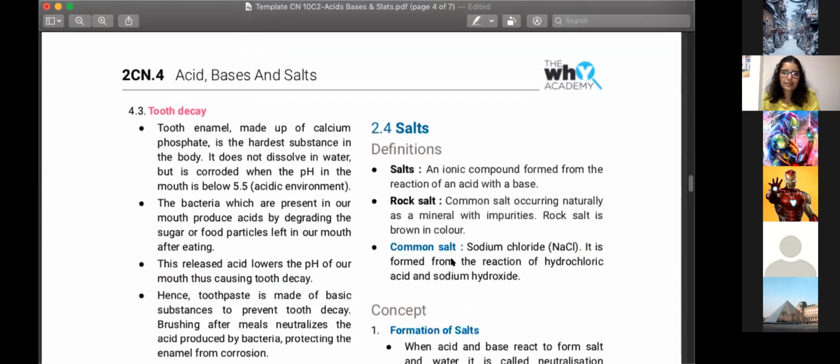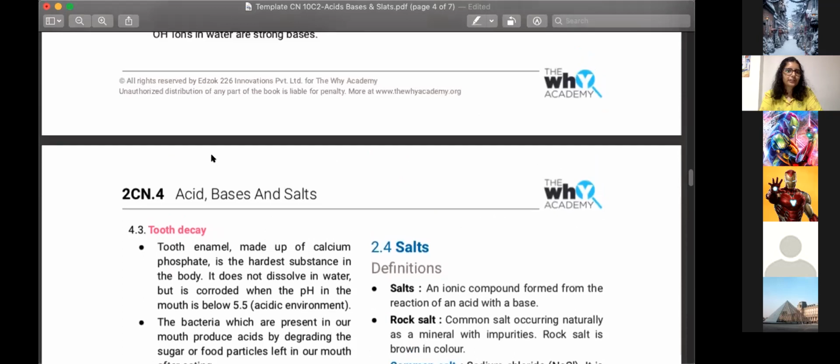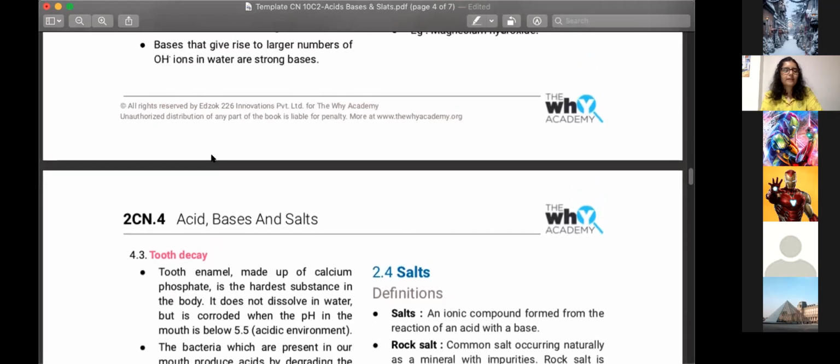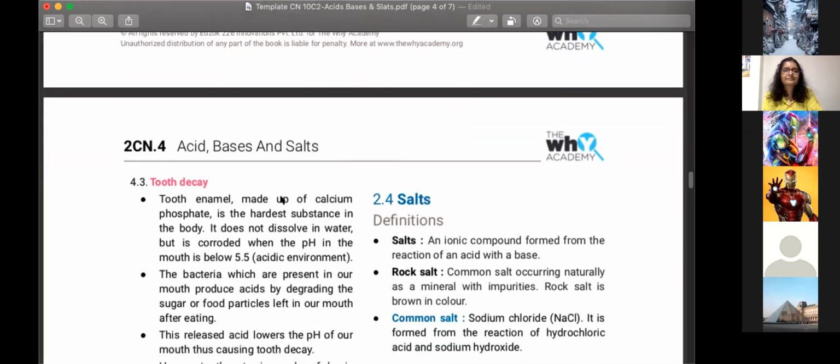Okay. Tooth decay. All right, so this is a whole process. You need to brush your teeth. Have you ever checked the ingredients list on your toothpaste? It is basic in nature. And why is it basic in nature? We studied this in life processes also. Why? The bacteria act on sugars to produce acids. Yes, like the effect of the bacteria.